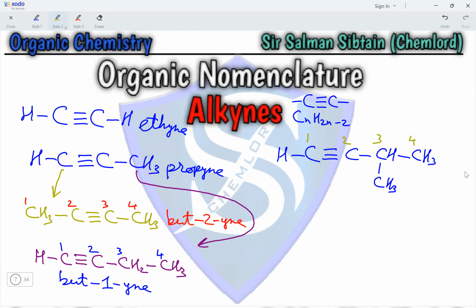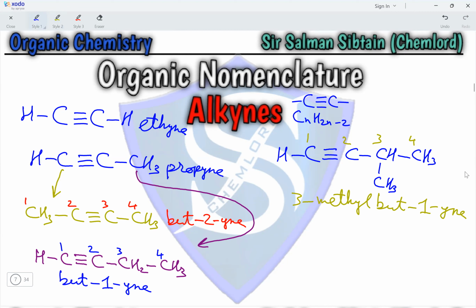And since we've got a methyl group present on the third carbon atom, the name of this compound would become 3-methylbut-1-yne. So the preference is still given to the functional group, and the numbering of the substitute group is on the third position based on the functional group being present between the first and the second carbon atom.